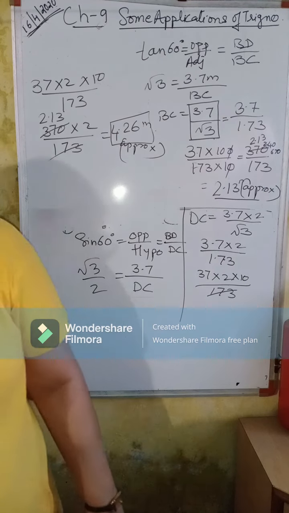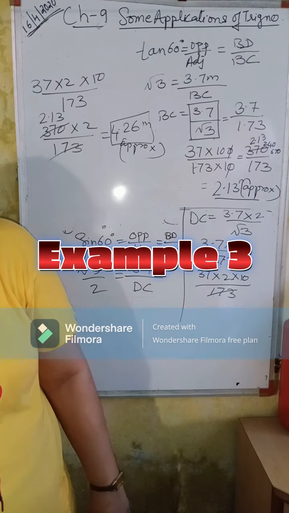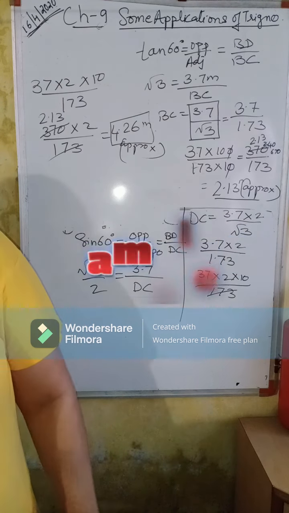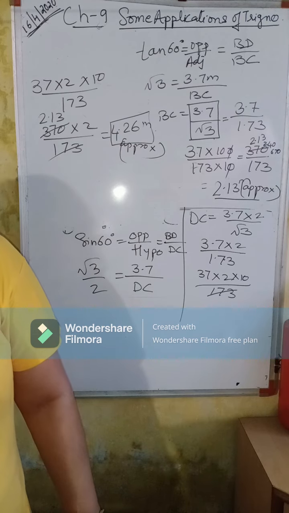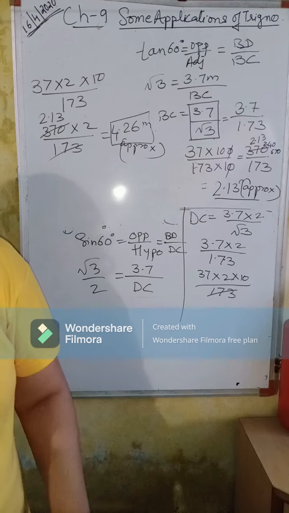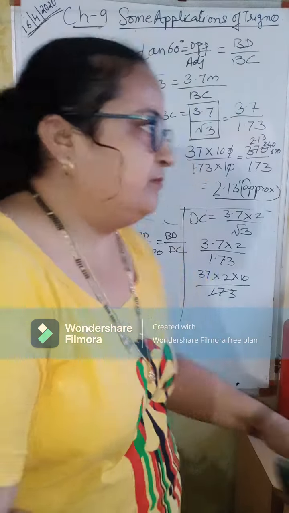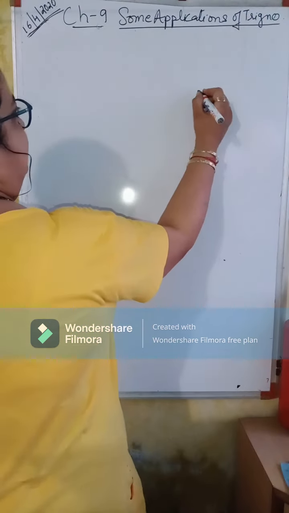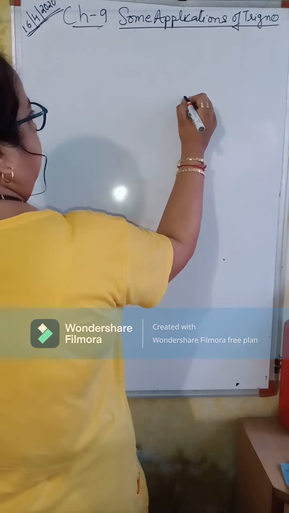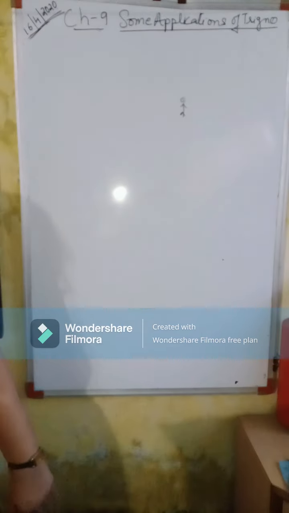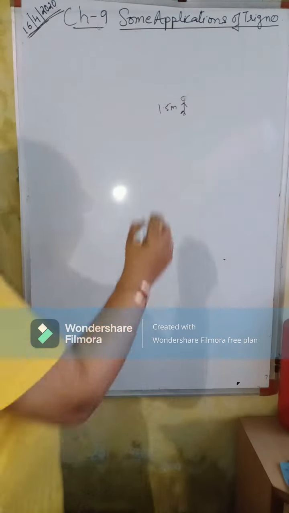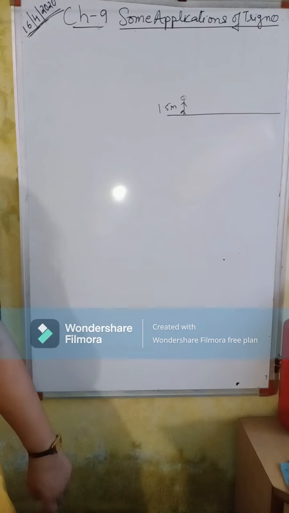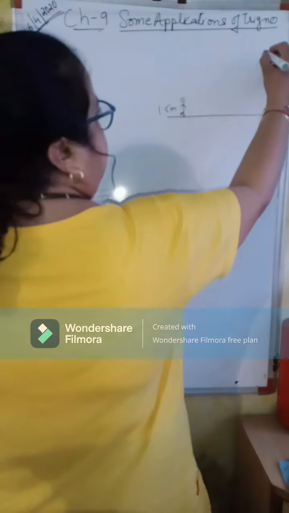Next one. Example number 3. An observer, one who observes. An observer 1.5 meter tall, that tall is the observer. Here I am having the observer. He is 1.5 meter tall. So here it is 1.5 meter. Okay, this is the ground. He is 28.5 meter away from a chimney. There is a chimney. Here is the chimney.